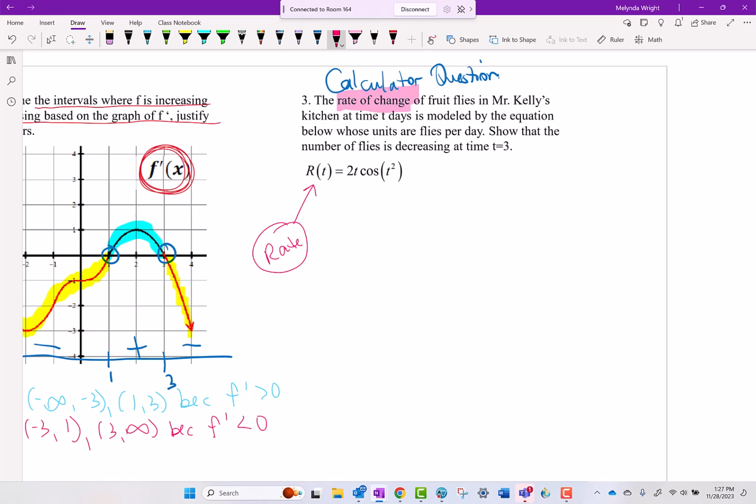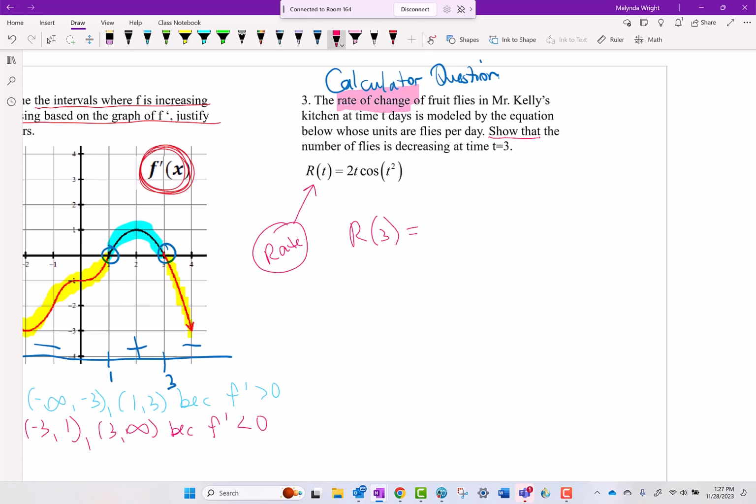Okay. Show that the number of flies is decreasing at time t equals 3. For it to be decreasing, what do we want the sign of the rate to be? Negative. We want the sign of the rate to be negative. So what do I need to do? I need to find r of 3. That's the work that you would show me. R of 3 equals.